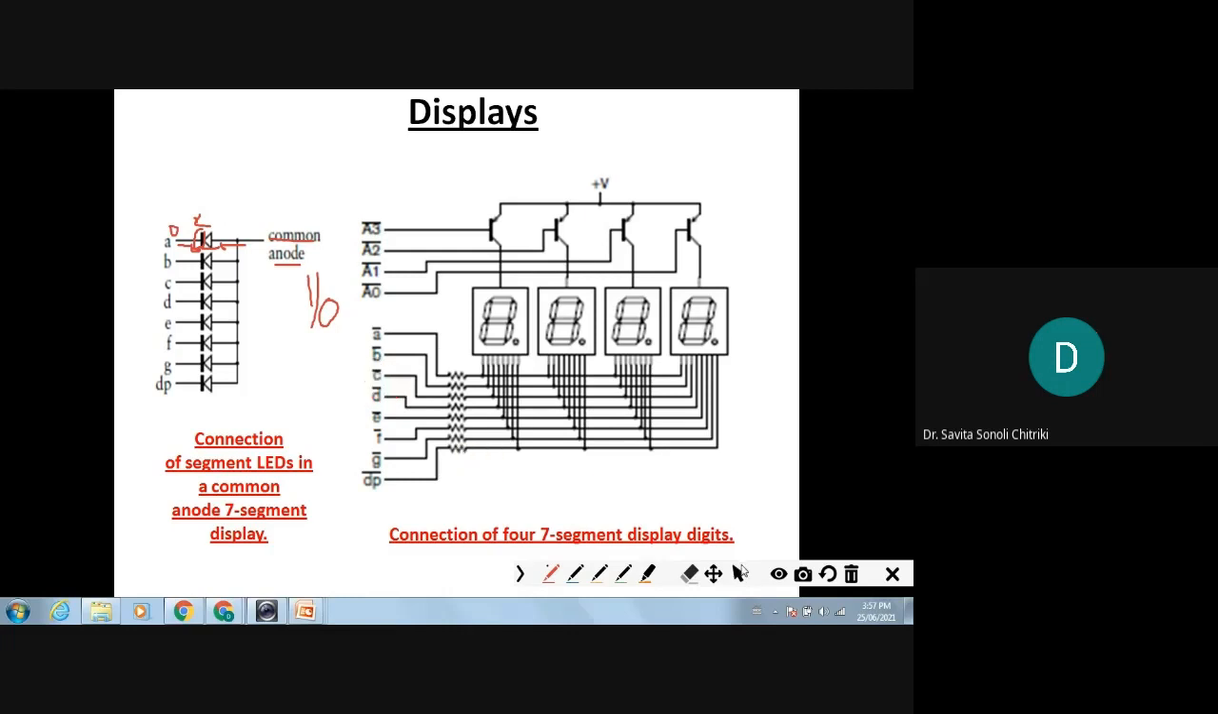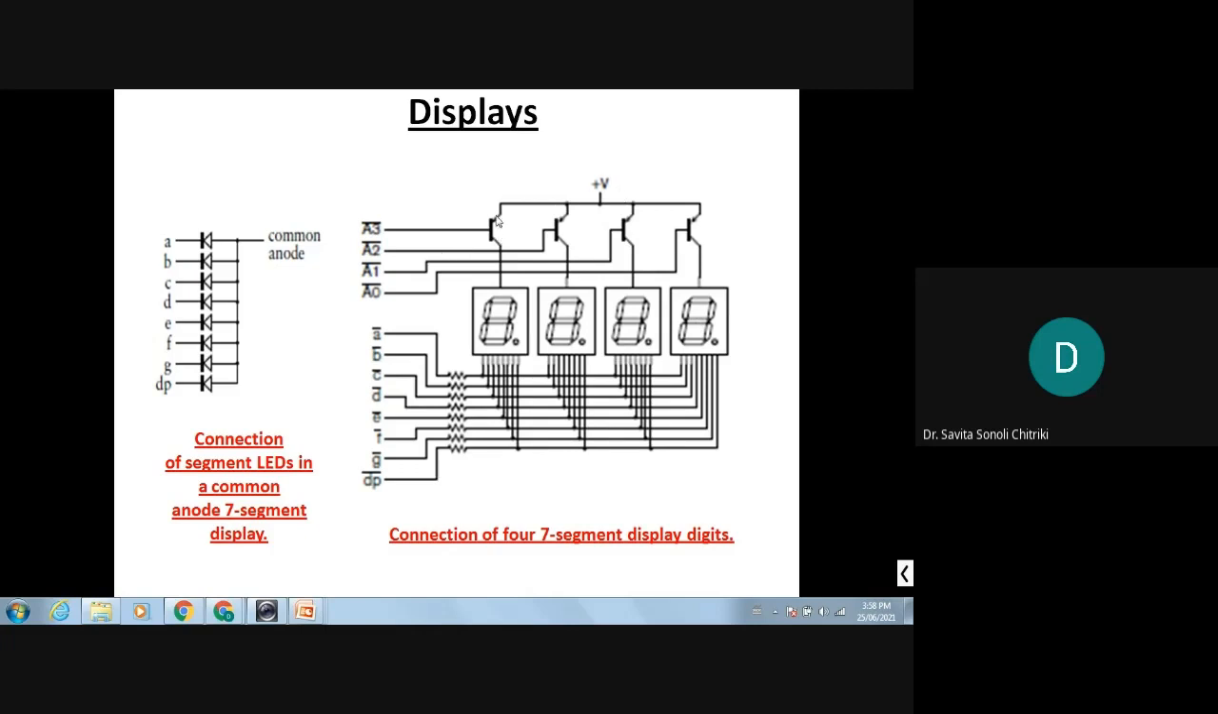So like this, you can see there, till now we had seen the connection of only one 7-segment display. That 4 7-segment display counter also we had done, one example. So how many are shown here? 4 7-segment displays, 1 2 3 4. So this is the connection of 4 7-segment display digits in a common anode type. You can see these 4 are connected to transistors, right?